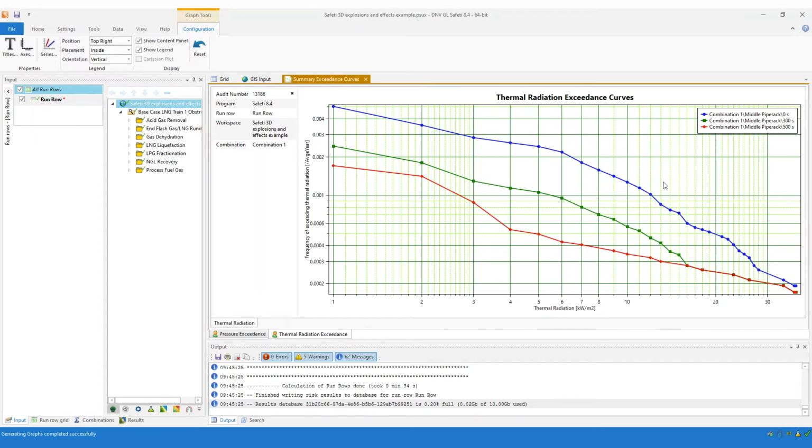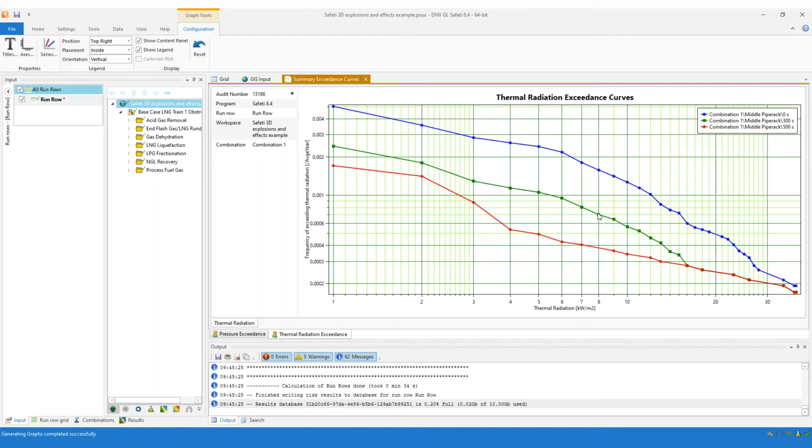Starting with the blue curve, which is for 0 seconds, this curve will include all scenarios which last longer than 0 seconds, which is obviously all scenarios in your study. The green curve is for 300 seconds, so this curve will only include the scenarios where the duration of the fire exceeds 300 seconds. And the red curve, which is for 500 seconds, includes all scenarios where the duration of the fire is longer than 500 seconds.